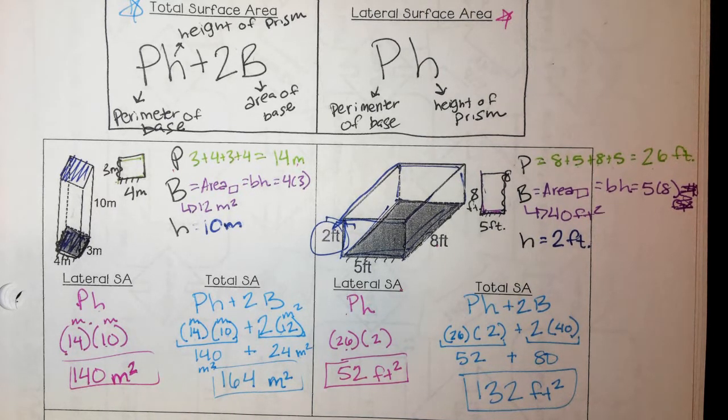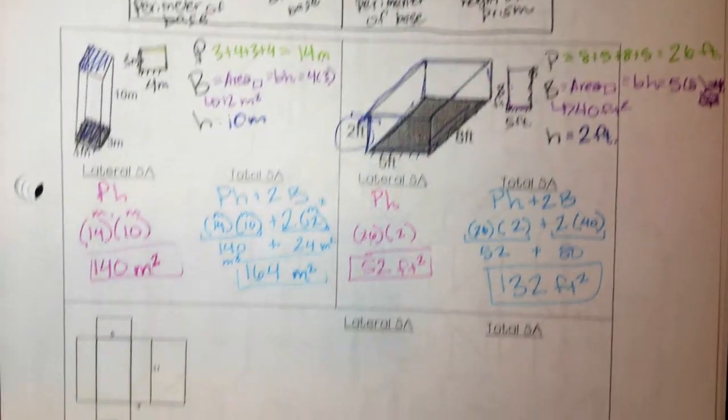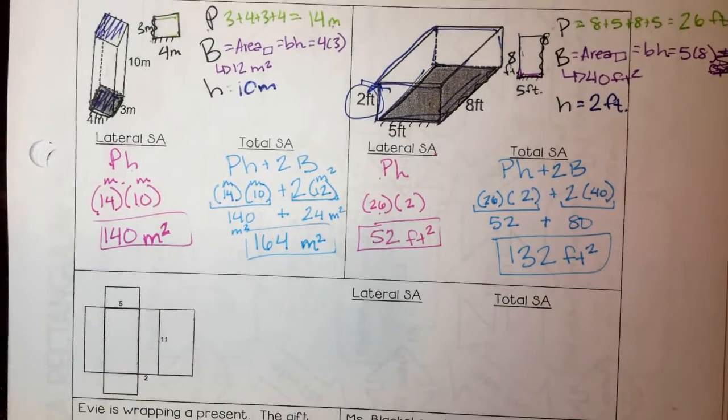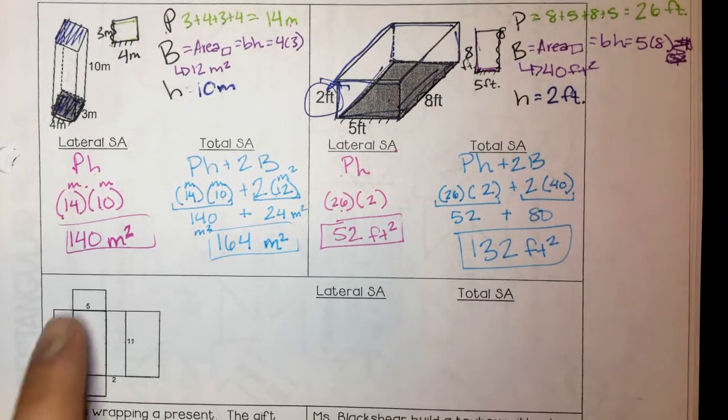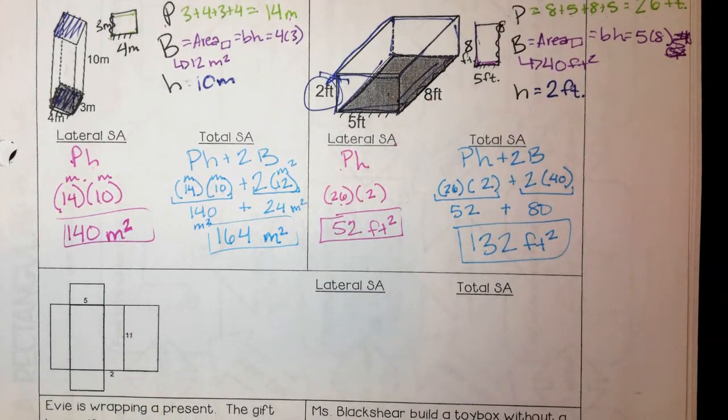Those are our more basic examples. Let's look at another type of 3D figure. We're going to look at a 2D representation of a 3D figure. That's called a net. So we're looking at the same type of shape. We're still dealing with a rectangular prism, but now this is a net.